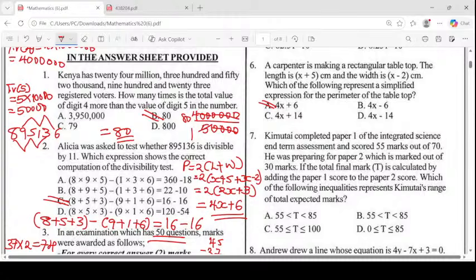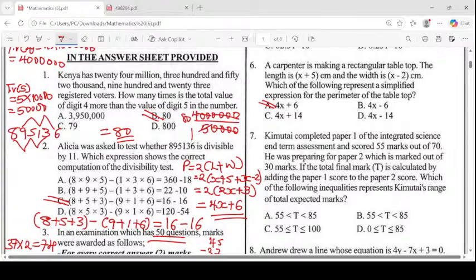We are being told Kimutai completed paper 1 of the integrated science end of term assessment and scored 55 out of 70. He was preparing for paper 2, which is marked out of 30. If the total final mark T is calculated by adding paper 1 score plus paper 2 score, which of the following inequalities represents the range of the total expected marks?